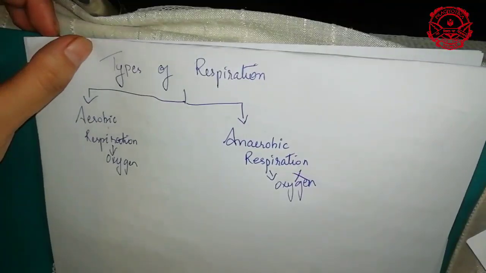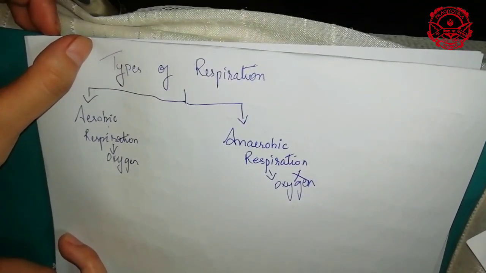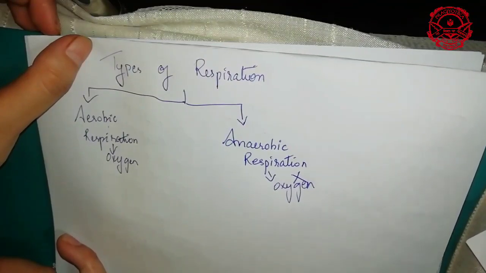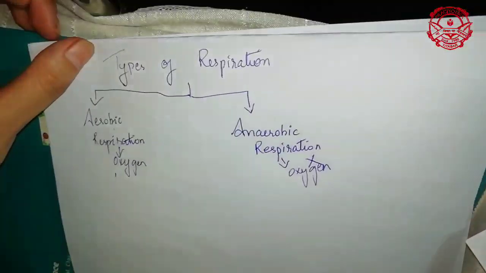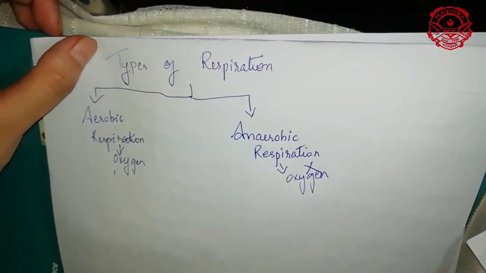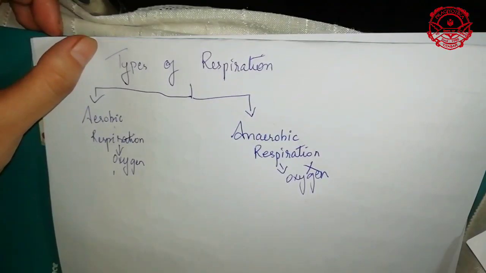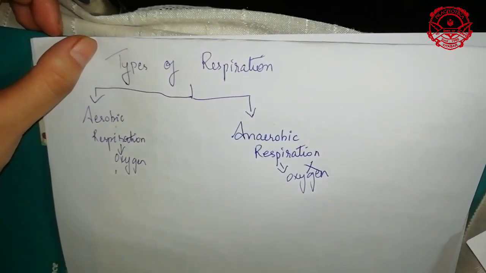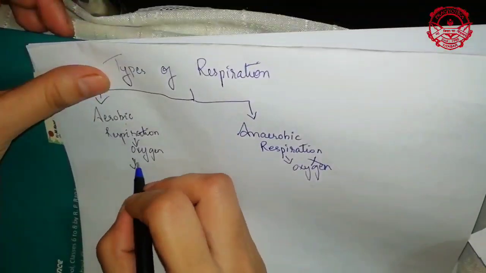Okay. So under aerobic respiration, mostly animals respire through aerobic respiration. It helps in the breakdown of glucose in the presence of oxygen to release carbon dioxide, or we can say the formation of carbon dioxide, water, and 38 ATP molecules.